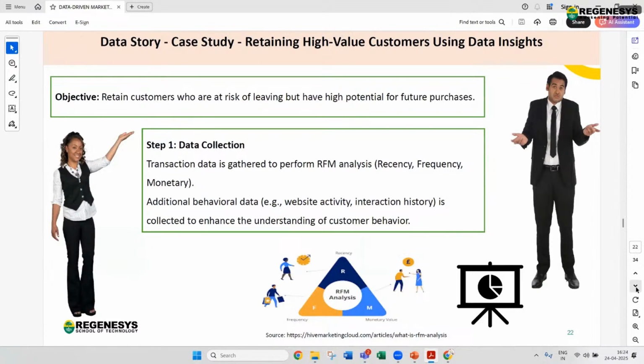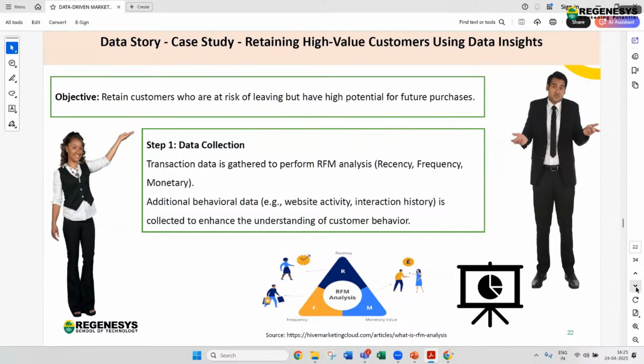The data tells a very beautiful story. So I would like to tell you a small case study as a data storytelling. The first thing is a company wants to retain high value customers using data insights. The main objective is retaining customers who are at risk of leaving but have high potential for future purchase.